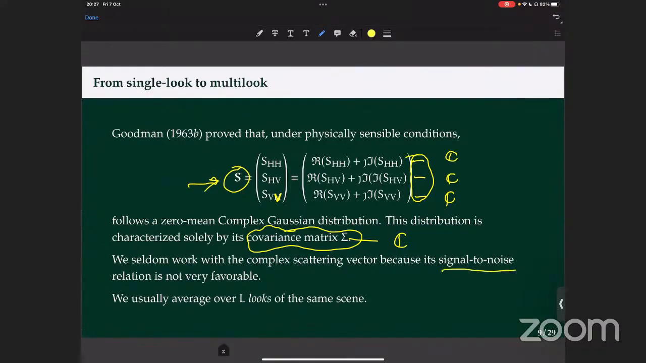So what we usually do is average over L looks, over the same scene. Imagine that I am looking at a scene of pasture. I take my polarimetric image. Then I take the image again, under the same conditions, and again, and again. They are random variables. So I observe four, in this example, four different outcomes from the same random variable, and I can average to improve the signal-to-noise ratio.